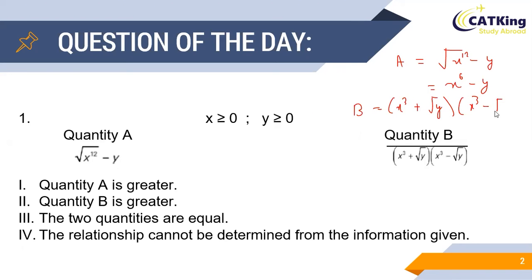So this takes the form of a plus b into a minus b, and we know a plus b into a minus b equals a square minus b square. Thus here we can rewrite B as x cubed to the power 2, that is x to the power 6, minus root y whole square, that is y. And thus we see that B and A are equal in values for all values of x and y, thus giving us option 3 as the correct answer.